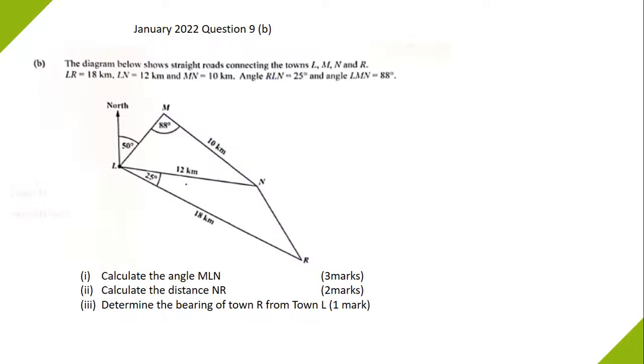Angle RLM is 25 degrees. Let's put that in. Oh, it's in already. The angle LMN is 88 degrees, and they put that for us. So they just rewrote this entire diagram and everything they put it here for us.